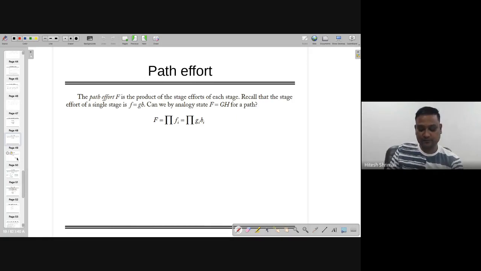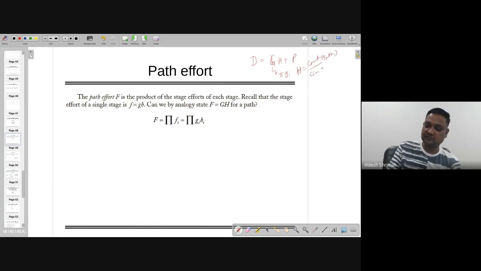Now let's understand a few more things before jumping to some conclusion. D is equal to GH plus P, where G is all the multiplication and H is C out of the path by C in of the path. So this is for the path, and this equation might be different, so we need to see that.